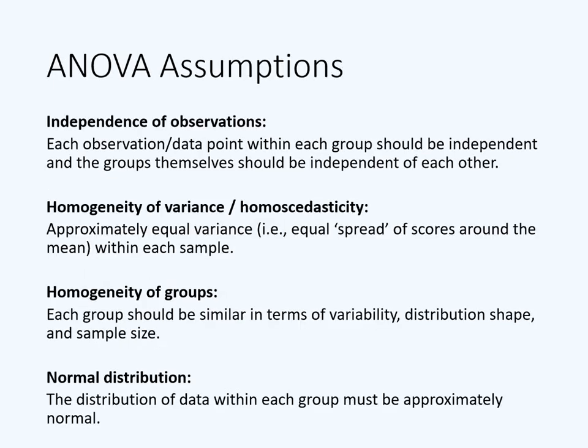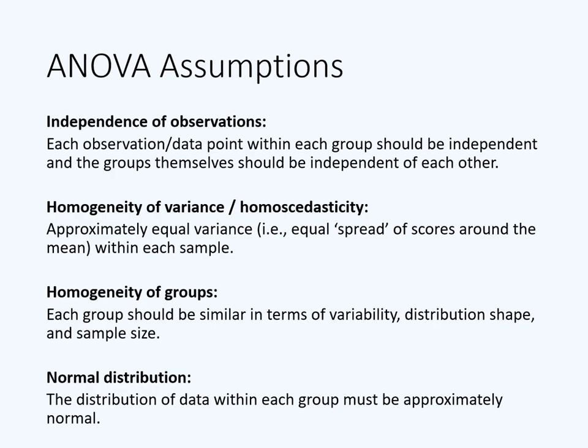Before you do an ANOVA, there are some assumptions or requirements that your data must meet. These include independence of observations, meaning that each observation or data point within each group should be independent, or in other words, each data point should not be influenced by any other. And the groups themselves should be independent of each other. For example, there must be different individuals in each group with no individual belonging to more than one group.